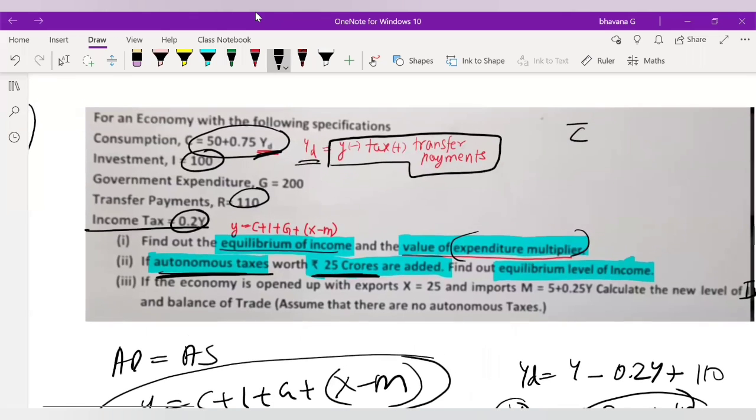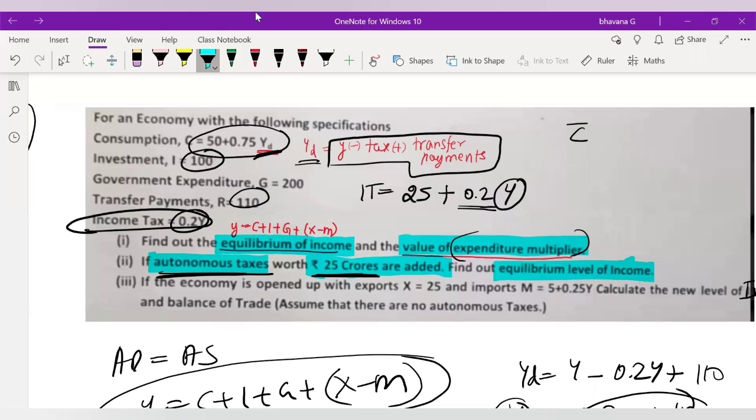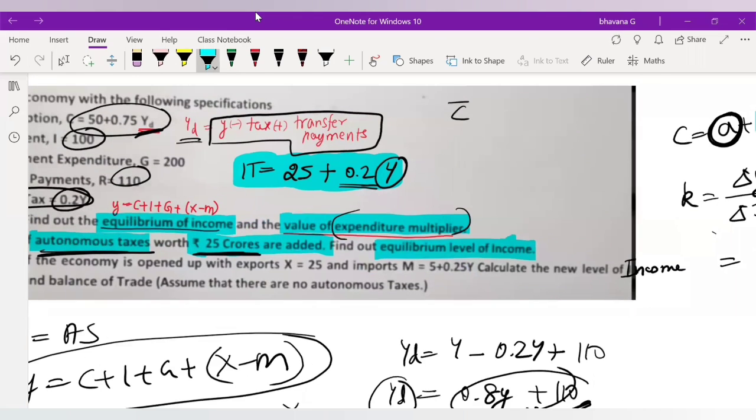So here they have given you income tax equal to 0.2y. That means however much your income is, 0.2 of that will be your tax. But now they tell you your tax is going to be autonomous 25 crores plus 0.25y. So now your tax equals 25 plus 0.25y. The equation is going to change, and after the change of equation, you have to find out the equilibrium level of income.